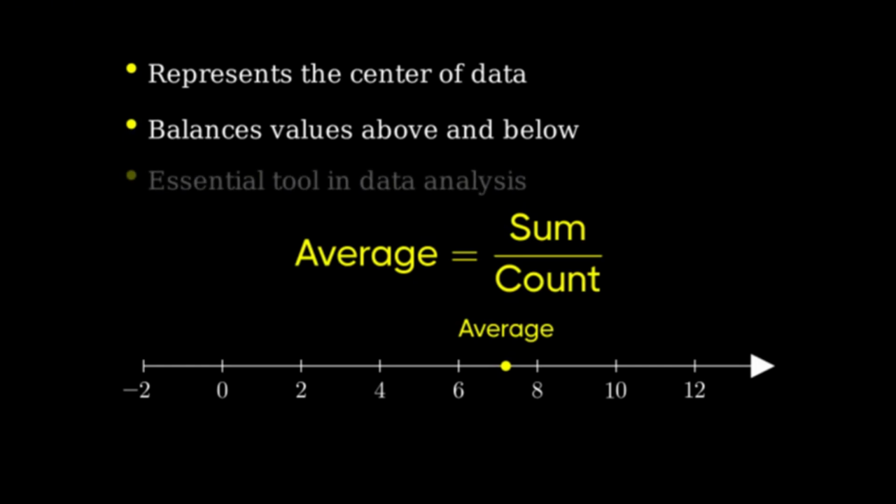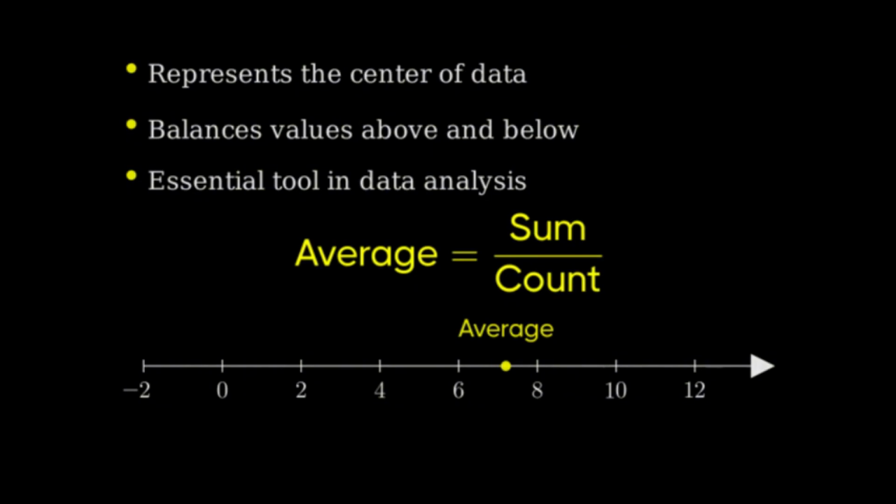Second, the average balances the values that are above it with those that are below it. The sum of distances from data points above the average equals the sum of distances from points below it. Third, the average is an essential tool in data analysis across many fields, from science and economics to sports and weather forecasting. It gives us a quick way to make sense of large amounts of information.